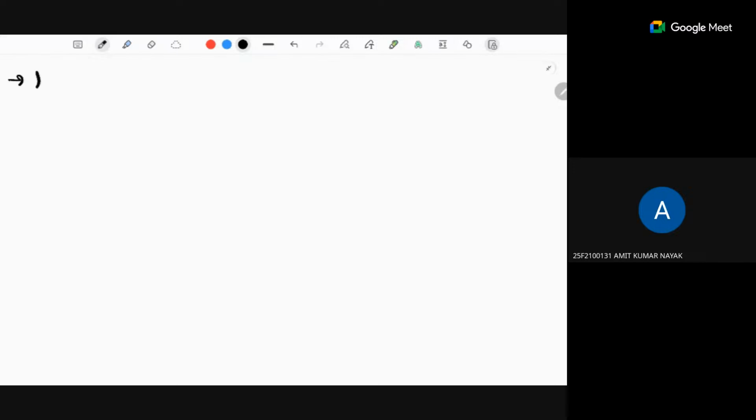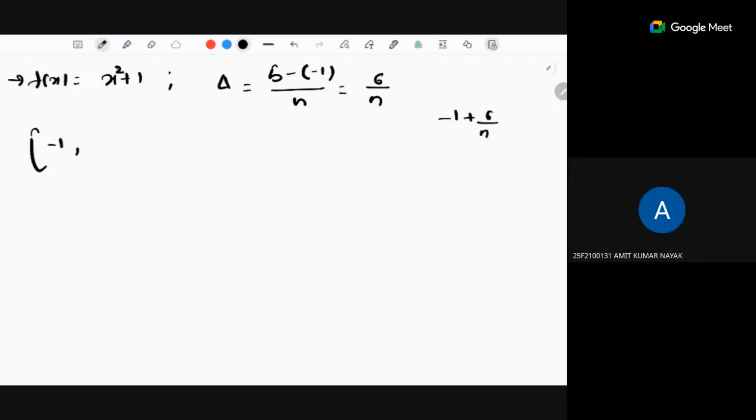Here the function is given as f of x equals x square plus 1, defined on the interval minus 1 to 5, divided into n regular parts. So what is the value of delta? Delta will be (b minus a) by n, that is (5 minus minus 1) by n, so that is 6 by n. They are just asking about the right Riemann sum. If 6 by n is the length, then what are the right endpoints we have to consider? The intervals will go like minus 1 to minus 1 plus 6 by n, so that will be minus n plus 6 by n, and then minus n plus 6 by n. This is also fine, right?